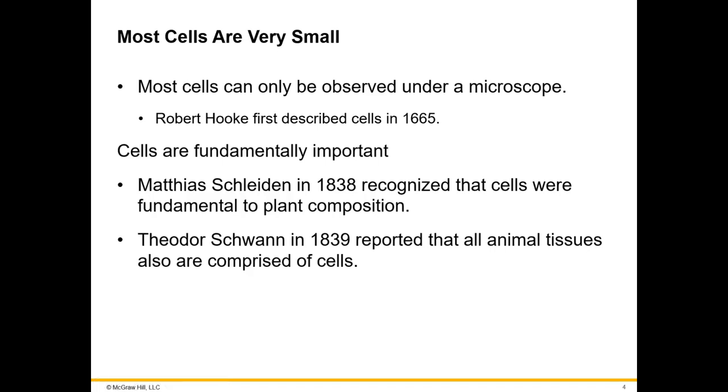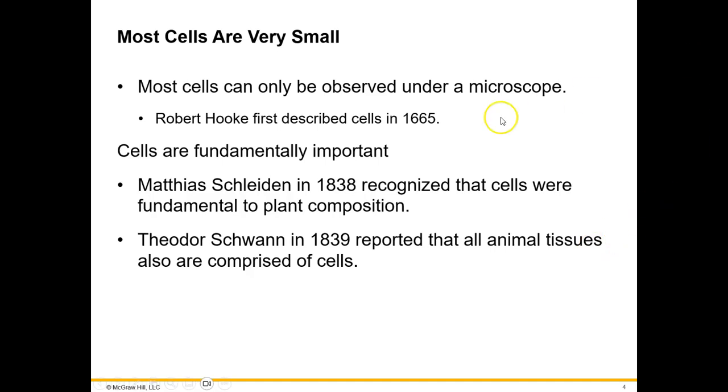So most of our cells are going to be very small, and there's a reason for that. The first cells that were actually observed under a microscope were discovered by Robert Hooke in 1665, which is pretty amazing to think that he was able to accomplish that so early in science. We also have recognition from Matthias Schleiden in 1838, who was the first person to recognize that cells were a fundamental part to plant composition specifically. And then about a year later, Theodor Schwann reported that all animal tissues are also comprised of cells.